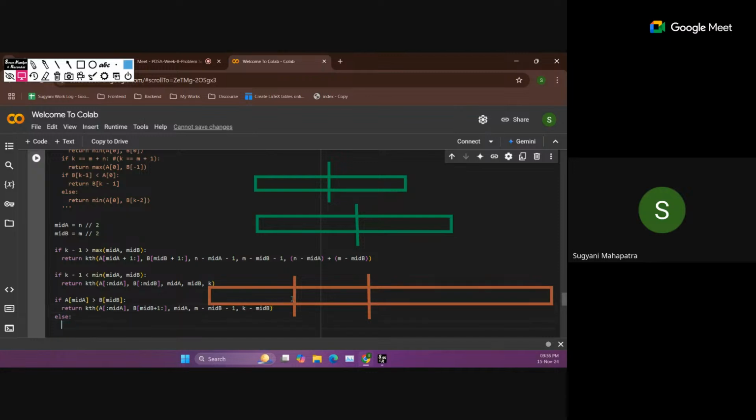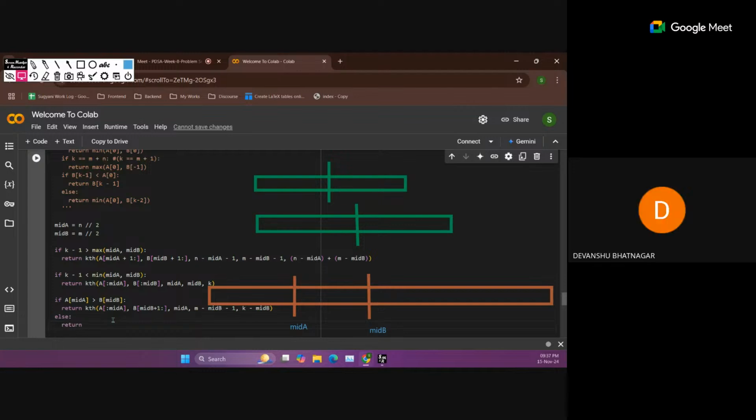Okay. The other case will be exactly opposite. Here A of middle of A is greater than B of middle of B was the previous case. The opposite case is A of middle of A is less than B of middle of B. So this value will be middle of A and this will be middle of B. So which region should we look into?